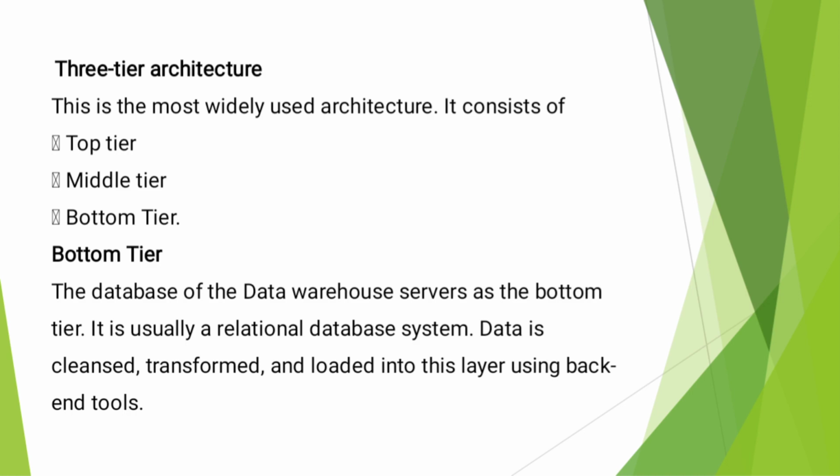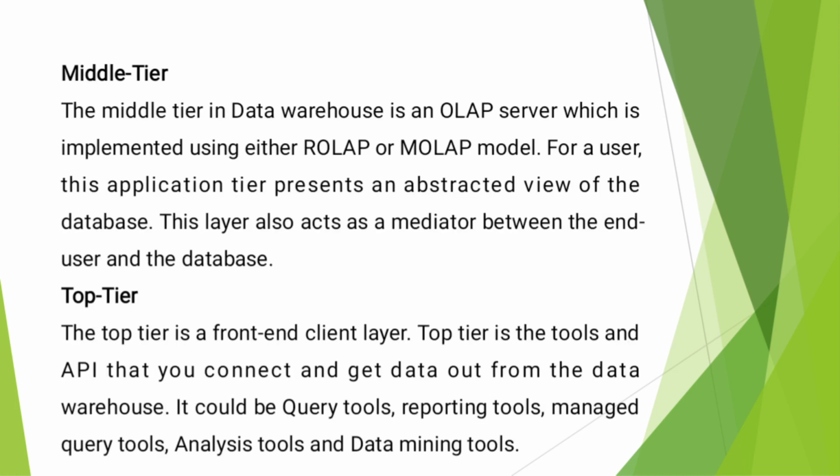Three-tier architecture. This is the most widely used architecture. It consists of top tier, middle tier, and bottom tier. The first one is the bottom tier. The database of the data warehouse server is the bottom tier. It is usually a relational database system. Data is cleaned, transformed, and loaded into this layer using backend tools.